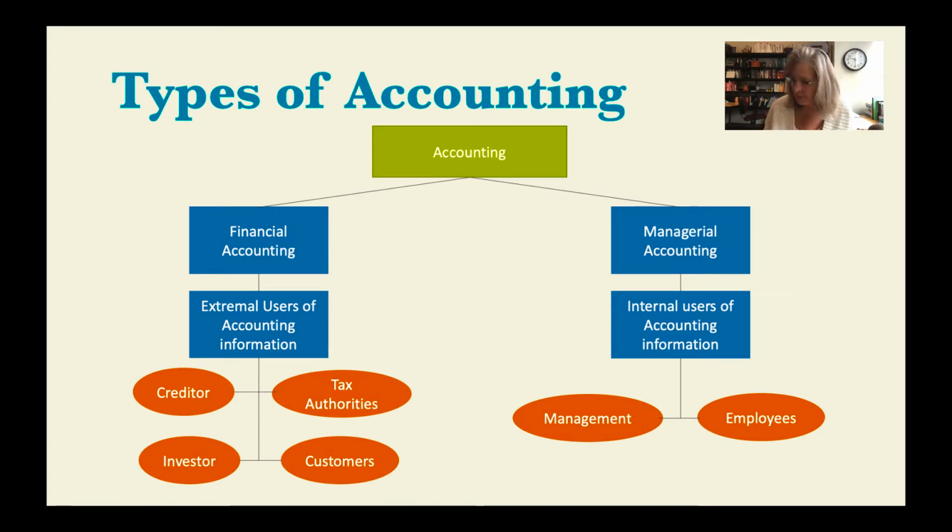Now, there are two types of accounting: financial accounting and managerial accounting. Generally, financial accounting is for external users of the accounting information, and managerial accounting is internal. Externals would be stuff like the creditors, tax authorities, investors, or customers. The internal users are management and employees.